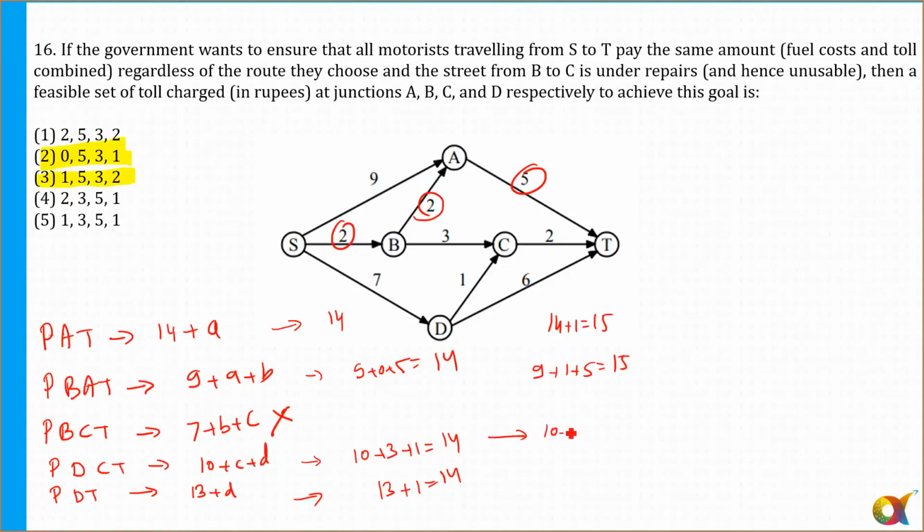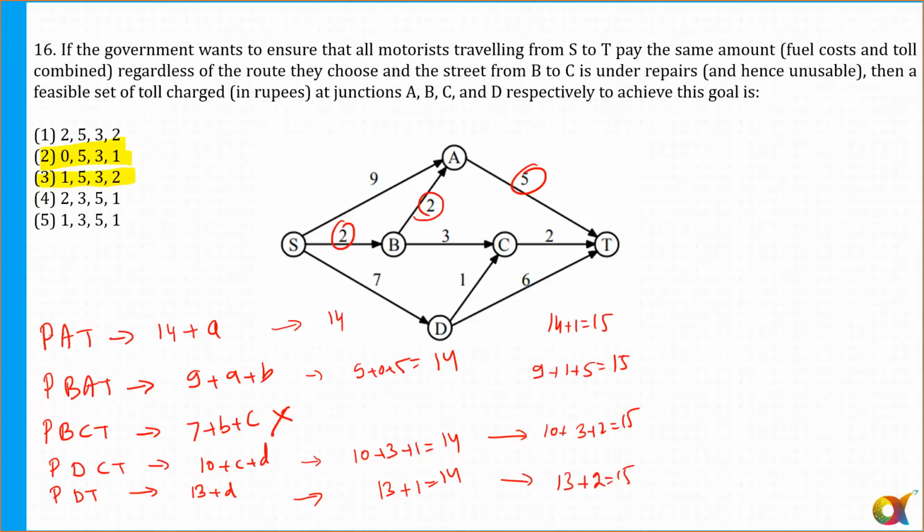Third is 10 plus C plus D, so C is equal to 3 and D is equal to 2. So it's also equal to 15. Even in S-D-T, that is equal to 13 plus D. So in that case also, the traffic will be distributed equally among all of them. So this is the possibility, and both the options are correct.